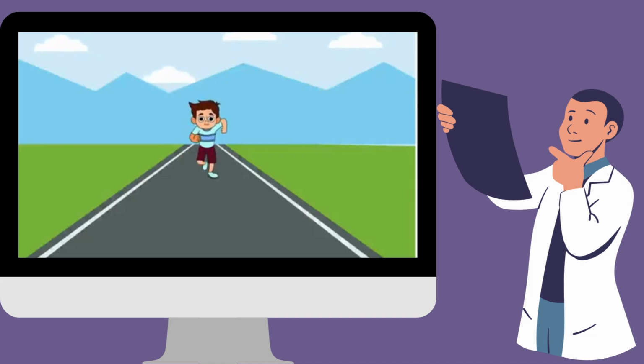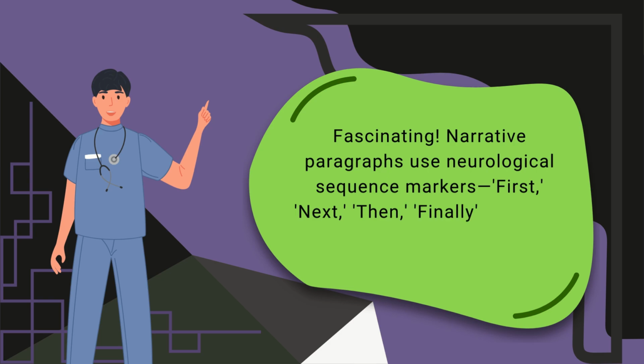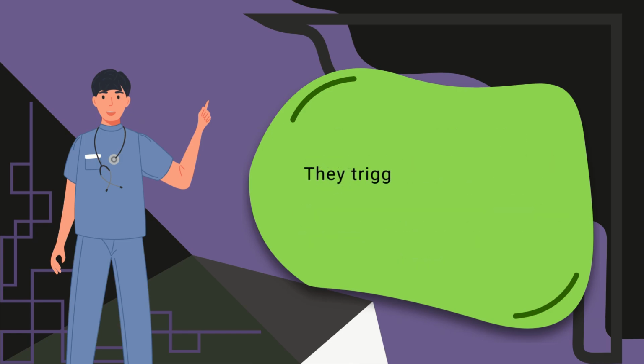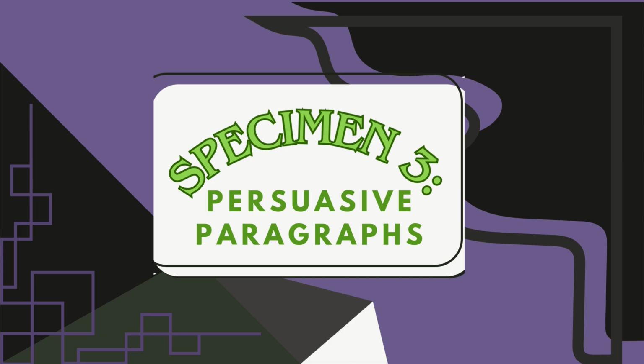he saw his family waving from the stands. With final bursts of energy, he launched across the finish line. The whistle blew and the crowd erupted in applause. He had won. Fascinating! Narrative paragraphs use neurological sequence markers: first, next, then, finally, creating chronological pathways in our brain. They trigger the same neural circuits that activate when we experience events in real time.